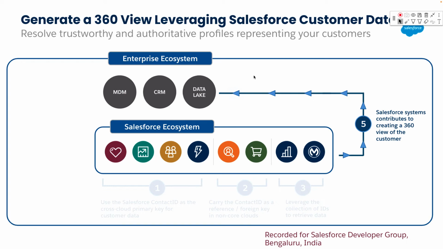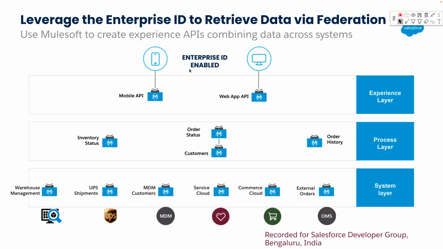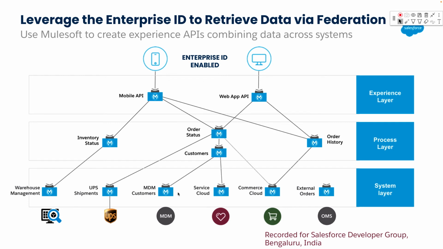MuleSoft is going to play a bigger role in that, and MuleSoft has an experience layer, process layer, and system layer, which can let you connect multiple APIs from the enterprise systems back either to your Salesforce clouds, what we are seeing here, or even to customer APIs, or something like warehouse management. So the experience layer is where your end customer is sitting and interacting with your systems. It can be a mobile app, it can be your emails, etc.